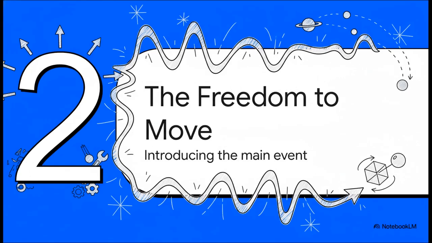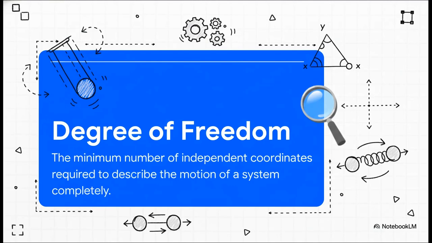Okay, so we've got our system. Now we can get to the really cool part, the absolute heart of what we're talking about today. And that is, of course, degrees of freedom. Now, the textbook Applied Dynamics gives us this very official-sounding definition. A degree of freedom is the minimum number of independent coordinates required to describe the motion of a system completely.